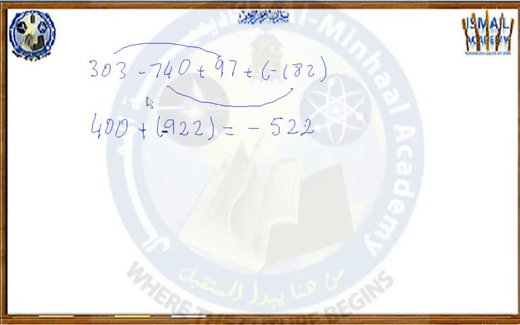Did you see how I added here? I don't subtract, then add, and then subtract. I don't do that. You don't do it from left to right, it's a waste of time. The easiest way is to add terms with the same sign together first. When you add the same sign together first, you reduce your hard work.